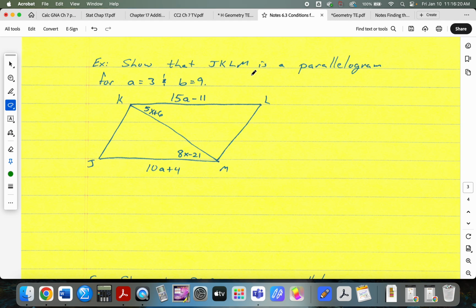All right, so here we want to show that this is a parallelogram for A is 3 and B is 9. So if A is 3, then the length of KL is going to be 15 times 3 minus 11. So it's 45 minus 11 is 34. And the length of JM is going to be 10 times 3 plus 4, also 34. So that implies that segment KL is congruent to segment JM.